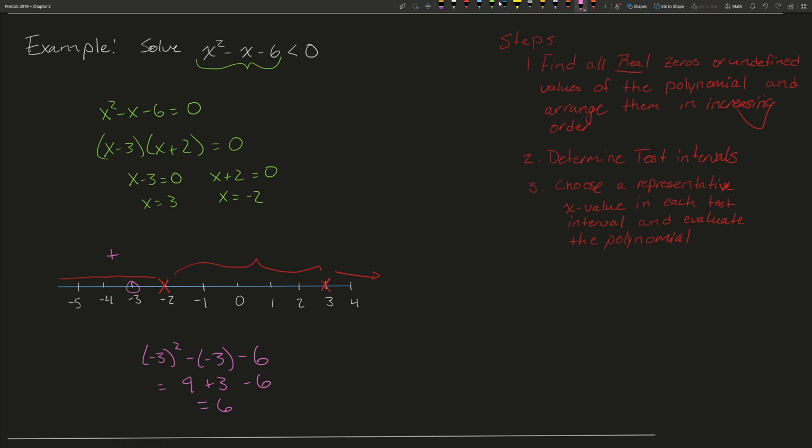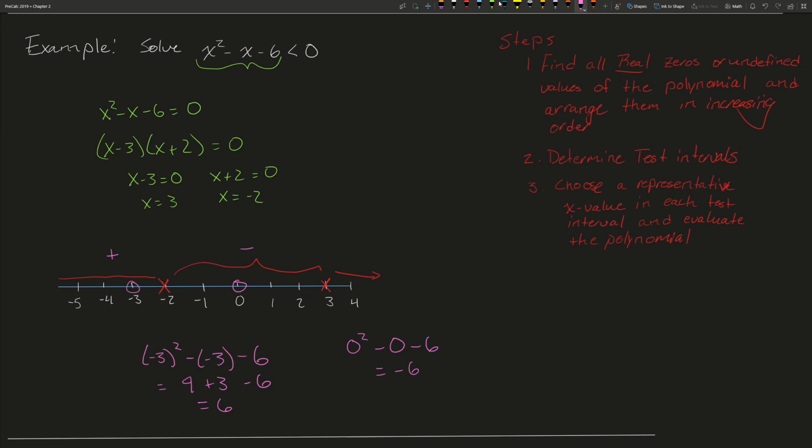Then we need to choose something in the middle interval. So let's choose 0. When we plug that in, we get 0 squared minus 0 minus 6, which is just equal to -6. Because this value is negative, everything in this interval will also be negative.